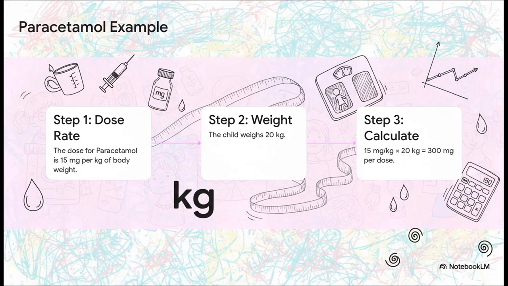Let's see this in action with a really common example: paracetamol. Okay, so the standard dose is 15 milligrams for every kilogram of body weight. And let's say our patient is a child who weighs 20 kilograms. We just multiply 15 by 20, and we get 300 milligrams. Simple, effective, done. But is it always this easy?